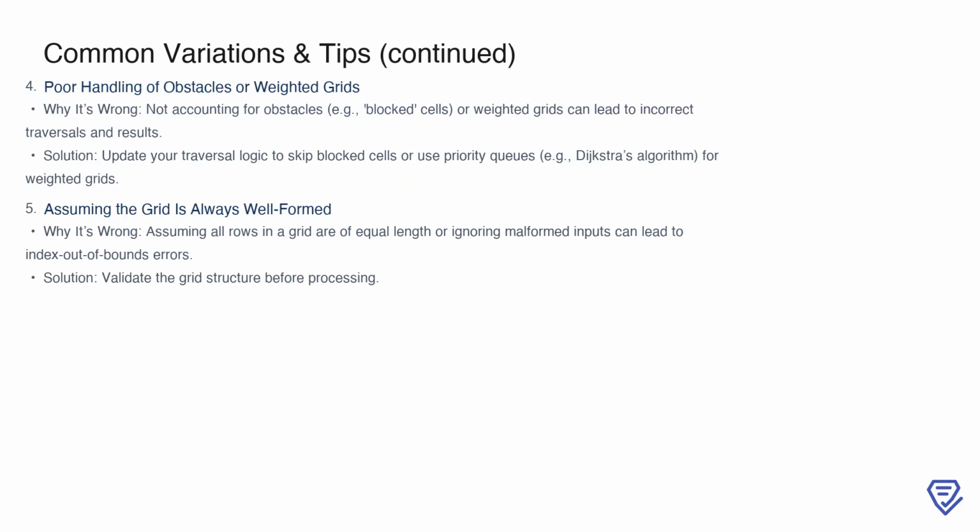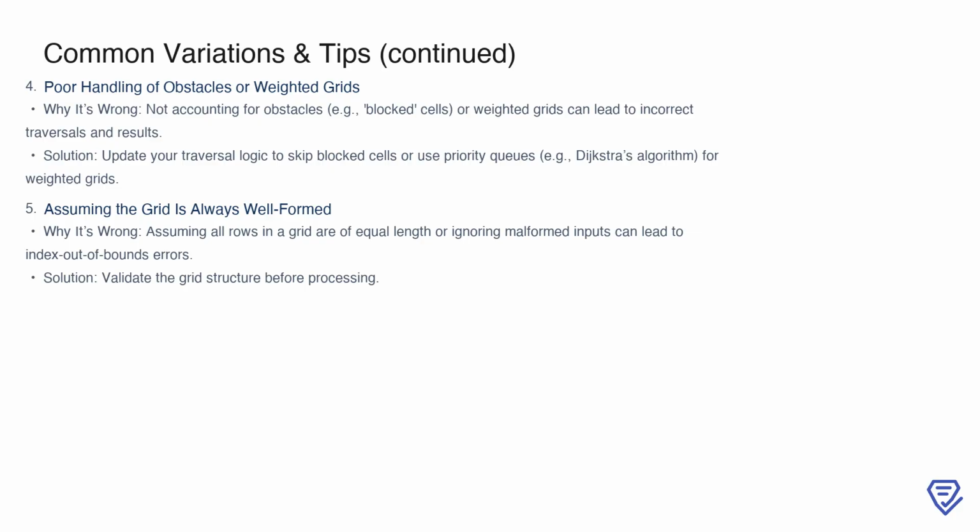Another common pitfall is poor handling of obstacles or weighted grids. For example, if your algorithm doesn't properly skip blocked cells or account for weights, it might traverse incorrectly, leading to invalid results. The solution here is to adjust your traversal logic to avoid blocked cells and, for weighted grids, use algorithms like Dijkstra's that incorporate a priority queue to handle weights effectively.